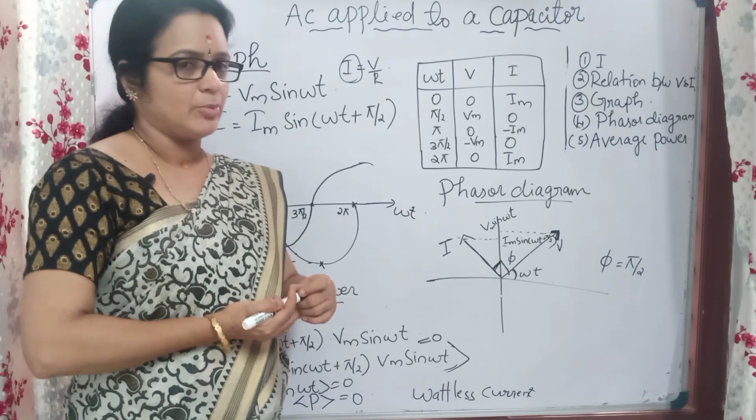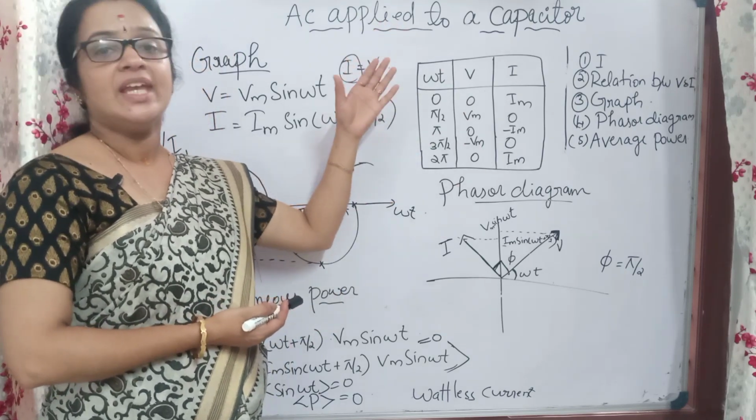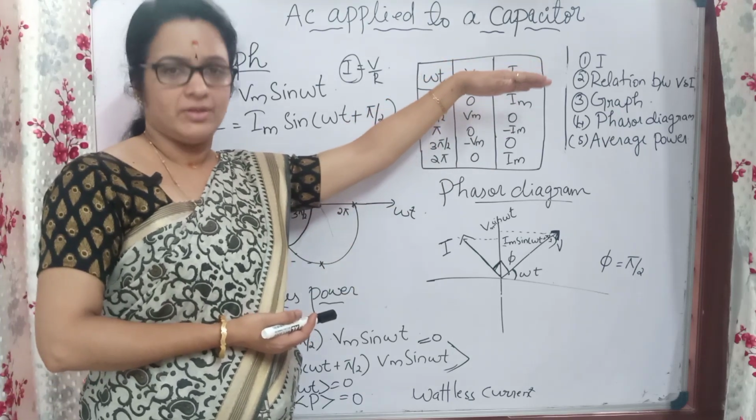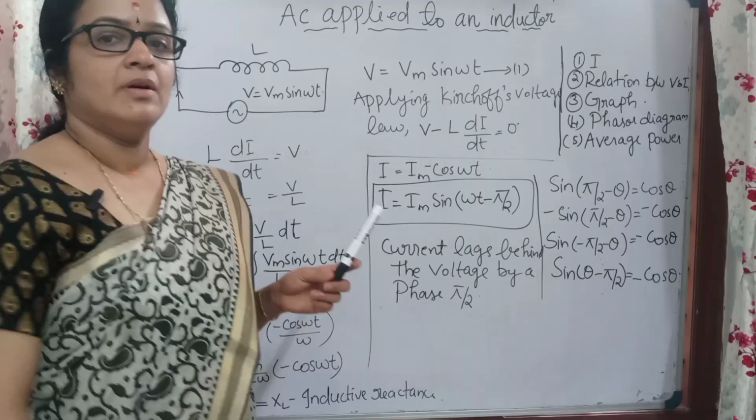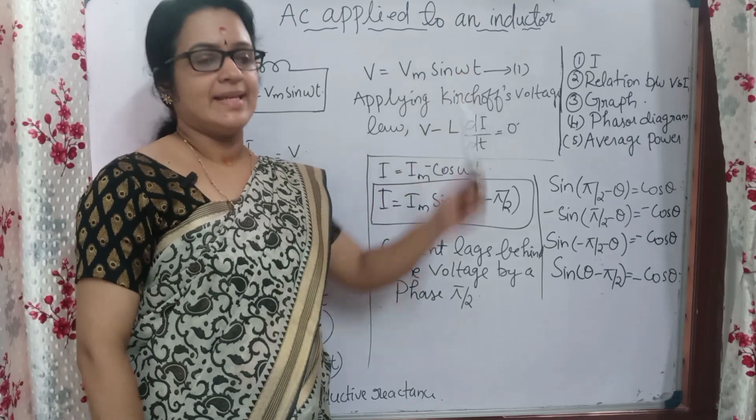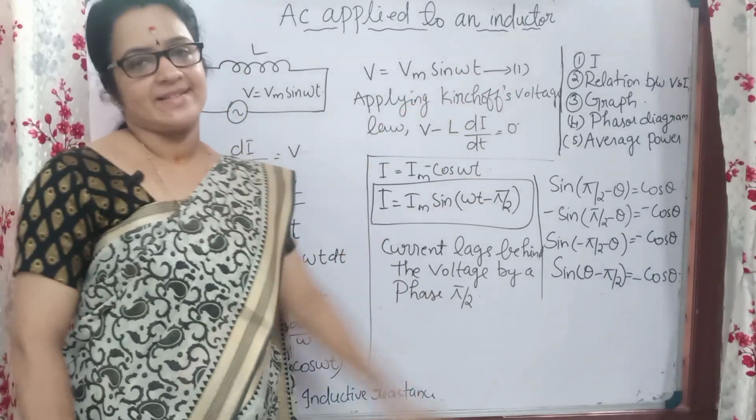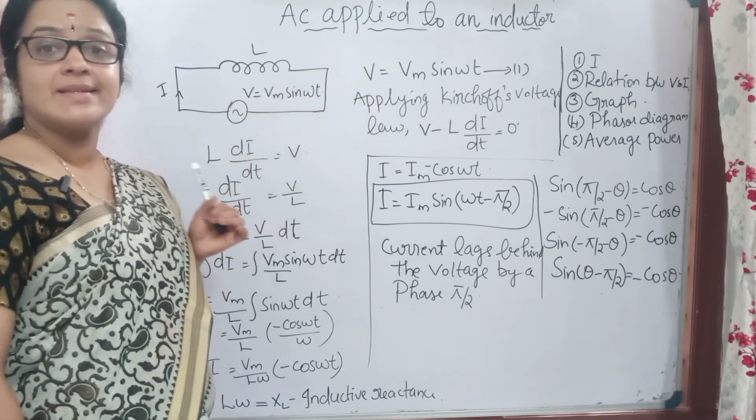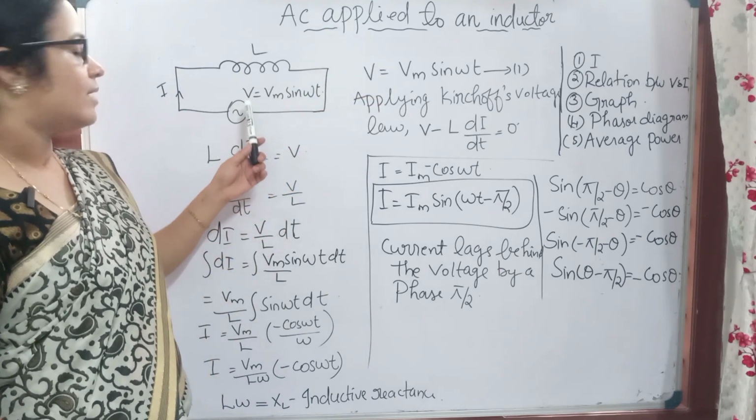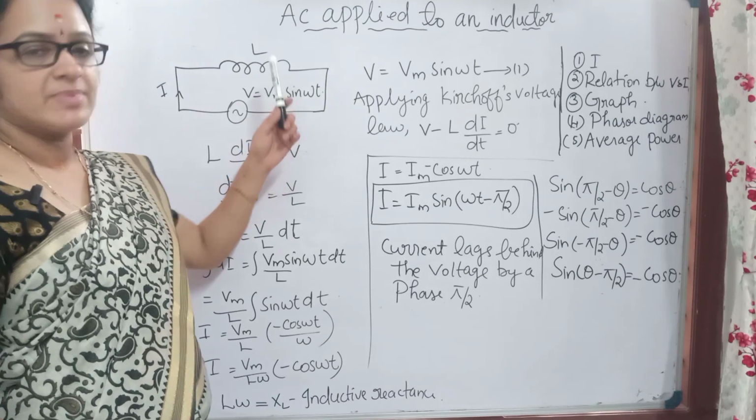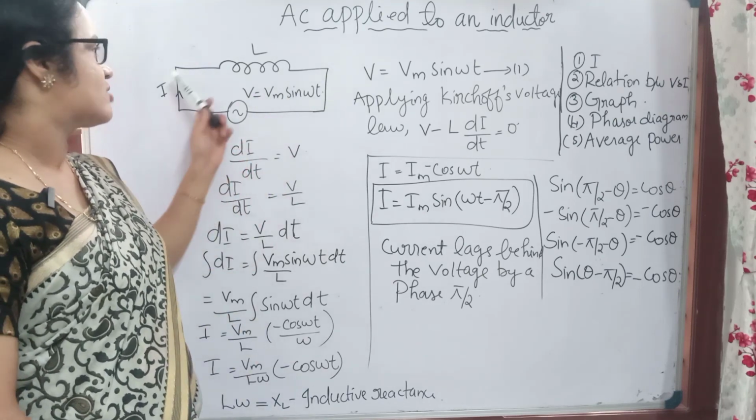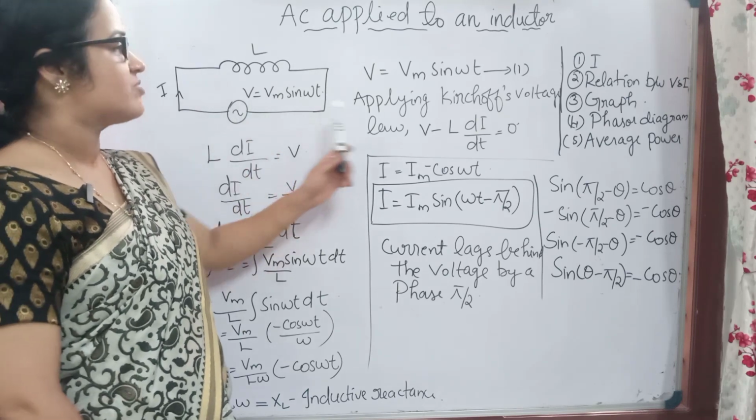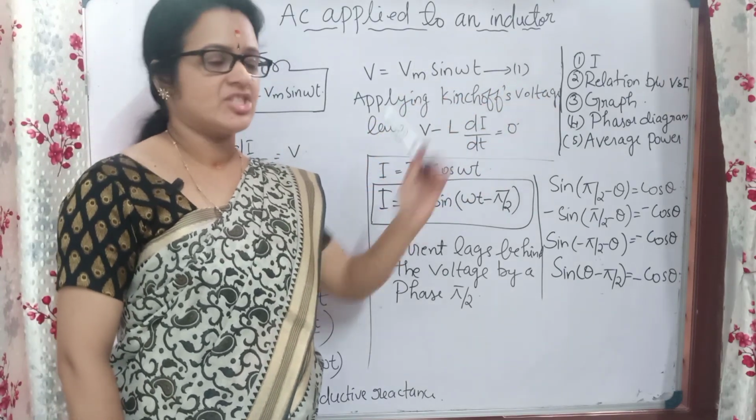Now we have to discuss one more thing, that is AC applied to an inductor. We can find all the 5 points in the same way. Now we discuss the third case, that is AC applied to an inductor. Here we are considering a circuit containing an inductor having inductance L, and the applied voltage is V equal to Vm sin omega t, and the current I is flowing through the circuit. Now we can write the instantaneous voltage as V equal to Vm sin omega t. That is the first equation.